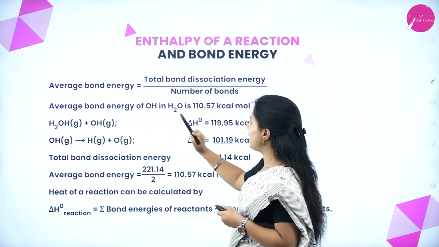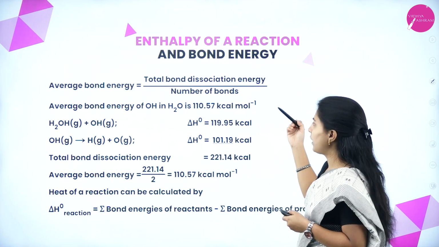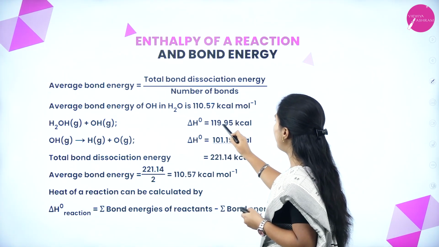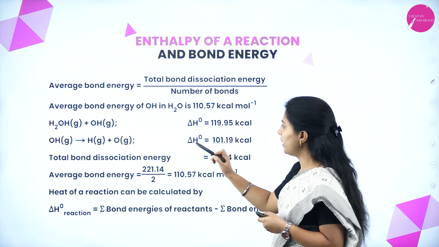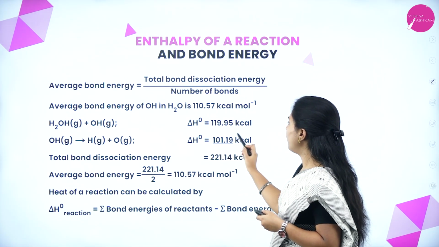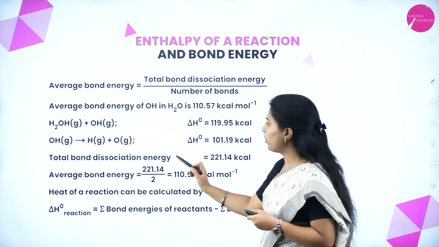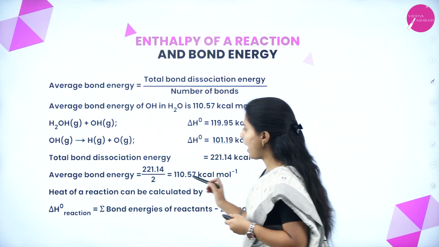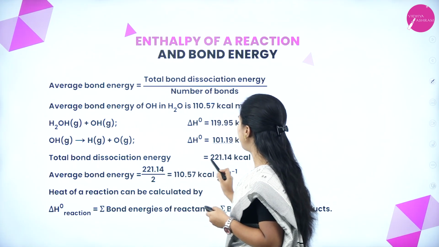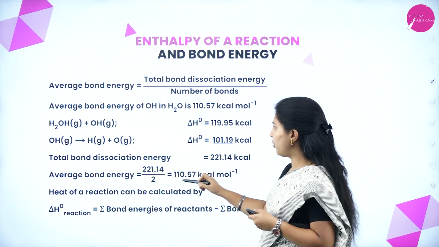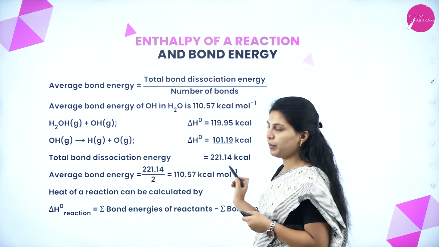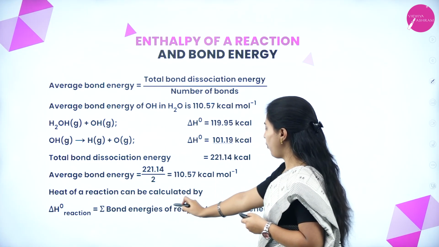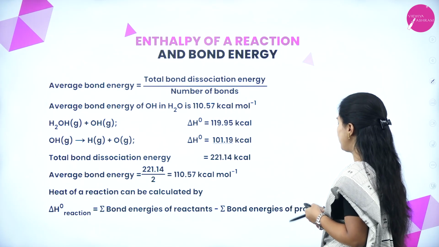Average bond energy of O–H in H2O is 110.57 kilocalories per mole. In H2O going to H plus OH, see here, 119.95 kilocalories for the first O–H. In H and O, 101.19 kilocalories. Total bond dissociation energy is 221.14 kilocalories. Average bond energy is 221.14 by 2 total bonds, which is 110.57 kilocalories per mole. Heat of a reaction can be calculated by delta H naught reaction equals the sum of bond energies of reactants minus the sum of bond energies of products.